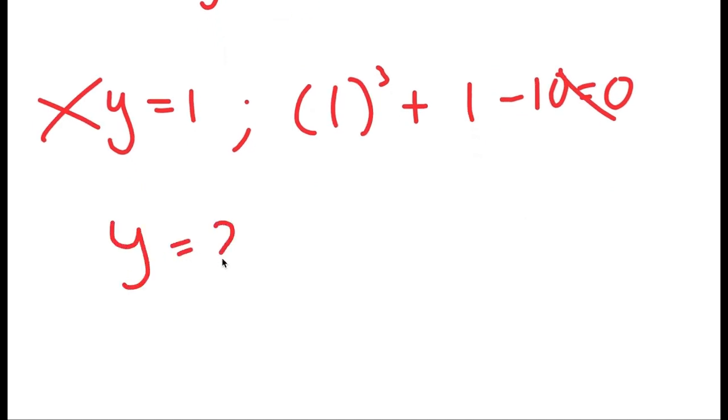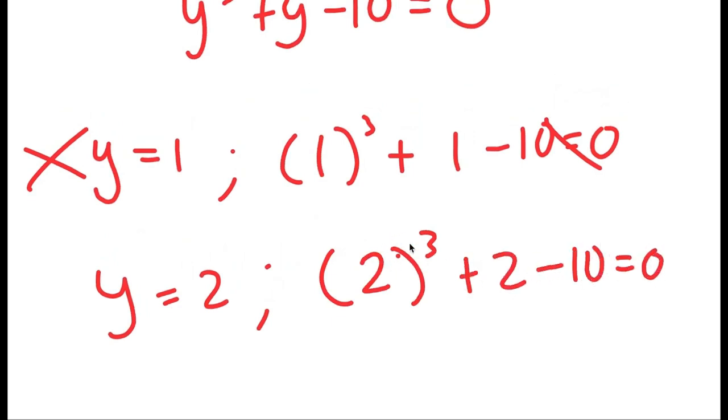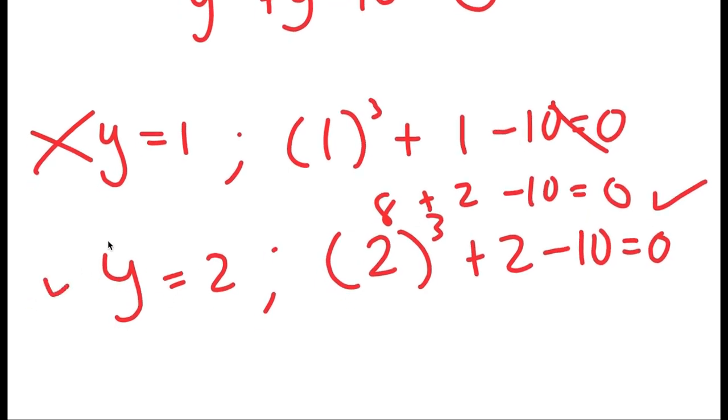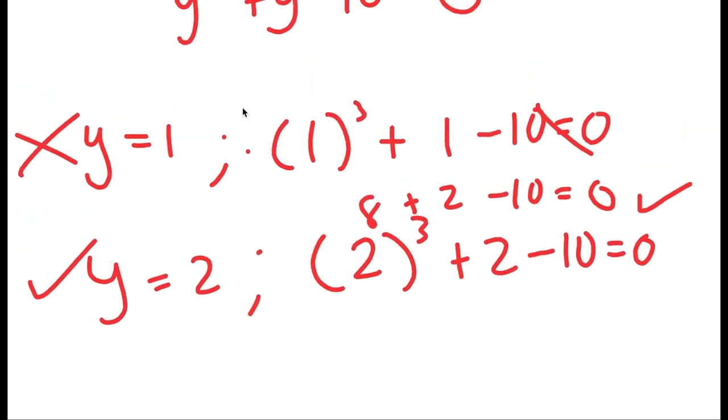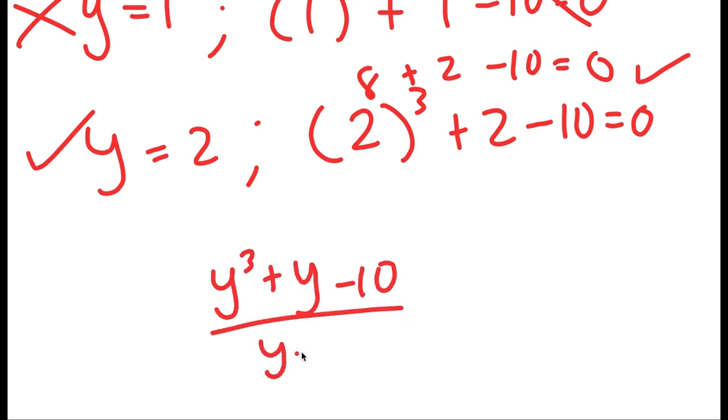Now I'm going to try y equals 2. So when y equals 2, I get 2 to the power of 3 plus 2 minus 10 is equal to 0. Now 2 to the power of 3 is 8, so I have 8 plus 2 minus 10. 8 plus 2 is 10, 10 minus 10 is 0. So this works, meaning y equals 2 is a solution. So what I'm going to do is divide y to the power of 3 plus y minus 10 by y minus 2, because y minus 2 equals 0, well, y equals 2 is the solution.